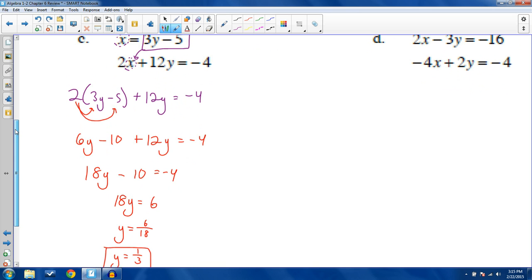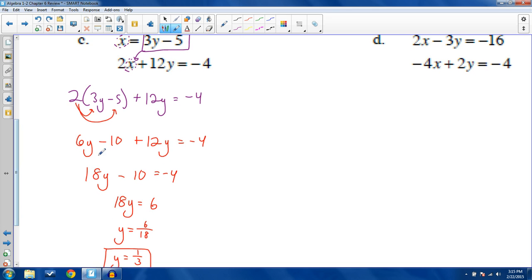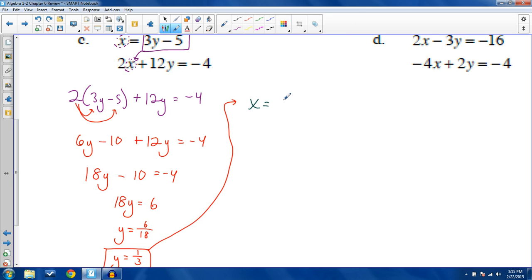And the cool thing about substitution method is normally you've isolated a variable, or it's been isolated for you, and it's the one you haven't solved for yet. So I solved for y. I could substitute it into either equation, but why would I sub it into this equation when this equation is already set up for x equals this right here? I think I want to take this and substitute that in the top equation. So I'll get x equals 3 times y minus 5.